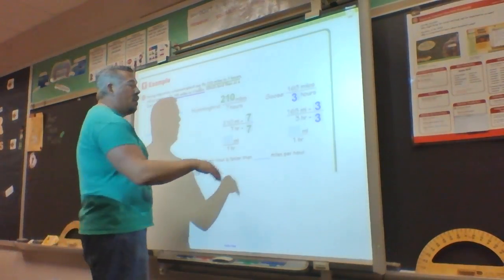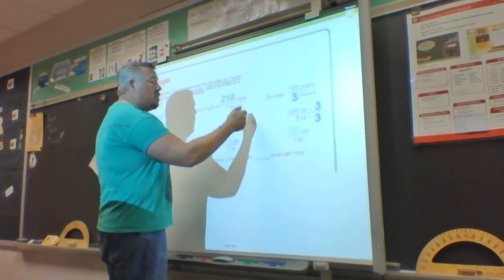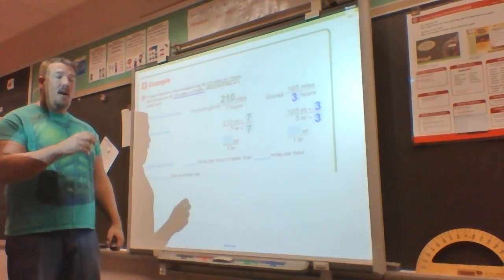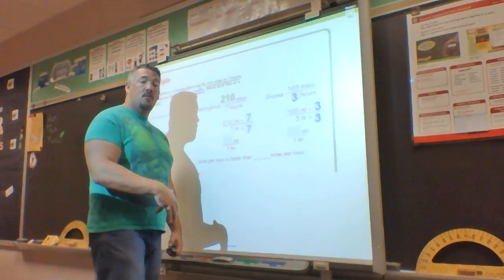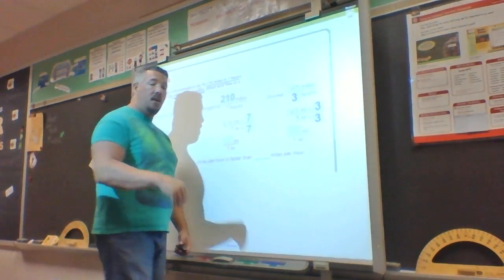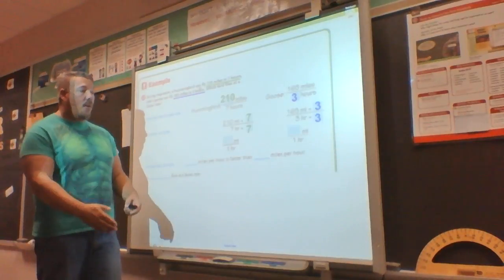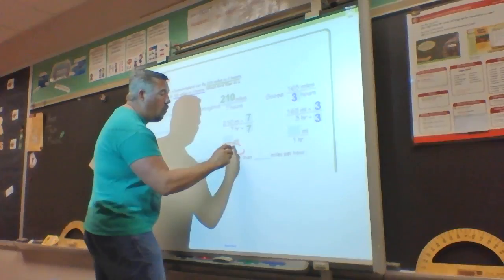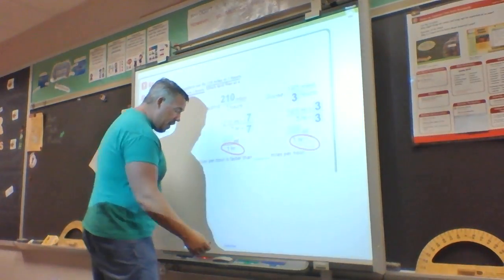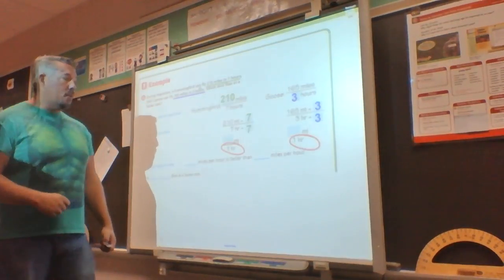So my denominator is a 7. I have to divide numerator and denominator by 7. Over here, my denominator is 3. So I have to divide numerator and denominator each by 3. By dividing by the denominator once again, it gives me that required 1 as my unit in my denominator.